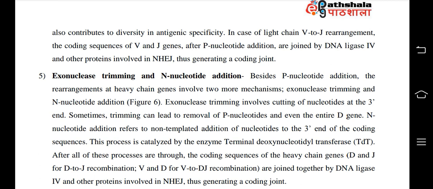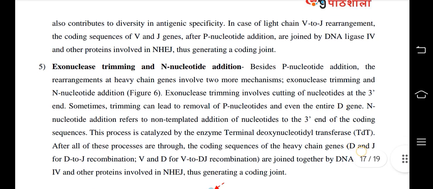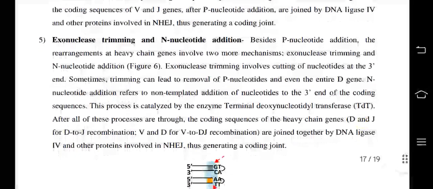Then, exonuclease trimming and N-nucleotide addition. Besides P-nucleotide addition, rearrangement at heavy chain genes involves two more mechanisms: exonuclease trimming and N-nucleotide addition. Exonuclease trimming involves cutting of nucleotides at the 3' end. Sometimes trimming can lead to removal of P nucleotides and even the entire D gene. N-nucleotide addition refers to non-templated addition of nucleotides to the 3' end of the coding sequence. This process is catalyzed by the enzyme terminal deoxynucleotidyl transferase (TdT).